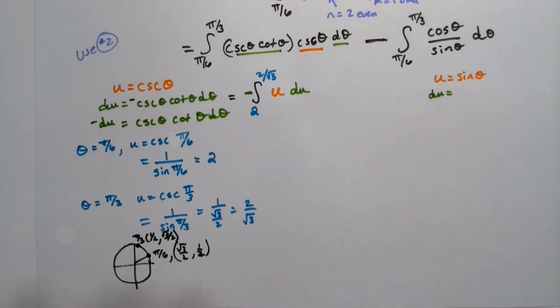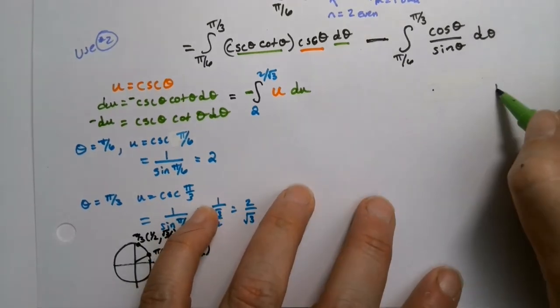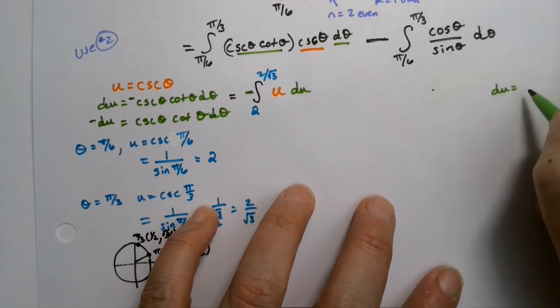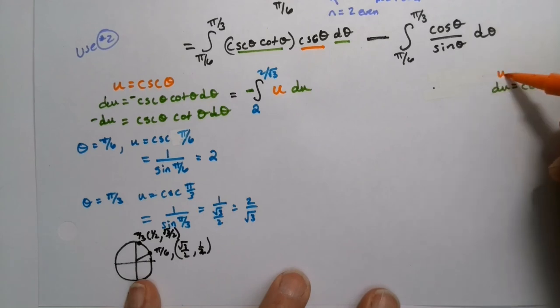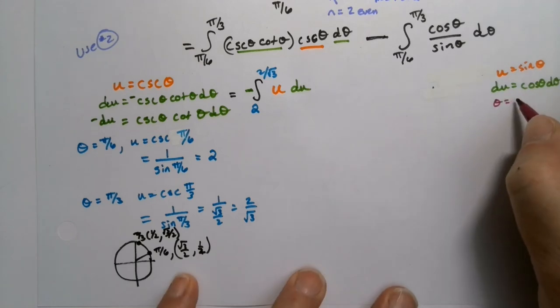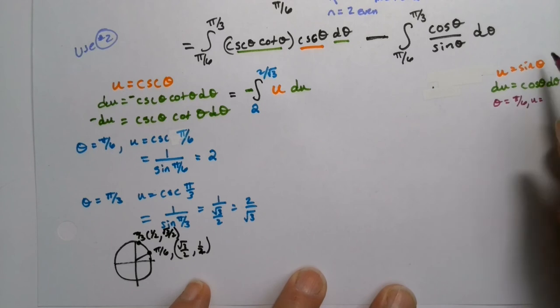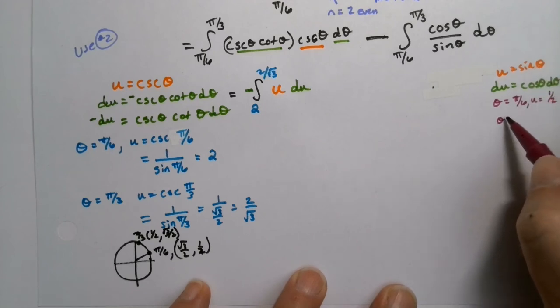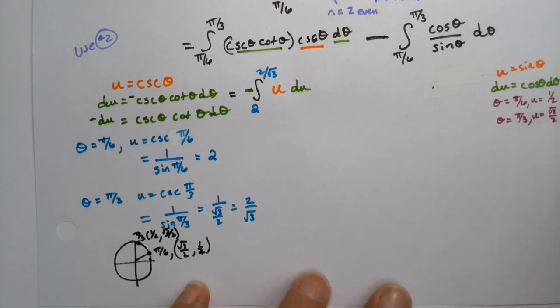is, I'm going to have to squeeze this over here to the right. Let me do that over here. So du is, derivative of sine is cosine. And then for my limits of integration, again, when theta is pi over 6, u is the sine of pi over 6. The sine of pi over 6 is a half. And when theta is pi over 3, u is the square root of 3 over 2.